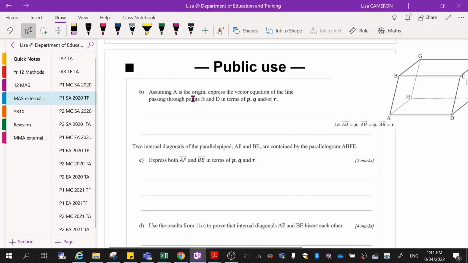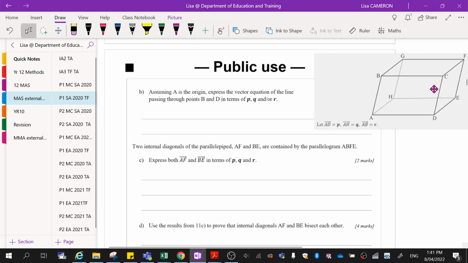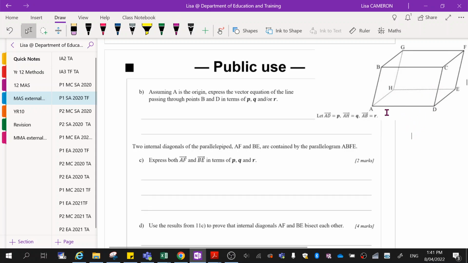Okay, so assuming A is the origin, express the vector position of the line passing through B and D in terms of P, Q, and/or R. So as you can see, I've got this little thing over here. I've just dragged it across so that you can still see the picture while we're working on this. So all we need to do to work this out, now we know that a vector equation is generally expressed as R is equal to A plus K and then the direction.